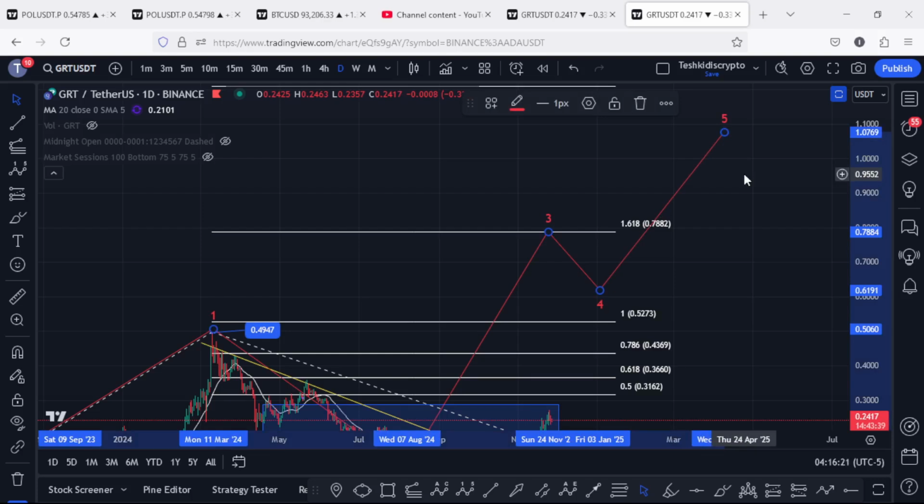So that is the price action that I'm expecting on the GRT chart on the short term and also on the long term. And let's be patient and see how that plays out, and I will be keeping you up to date.